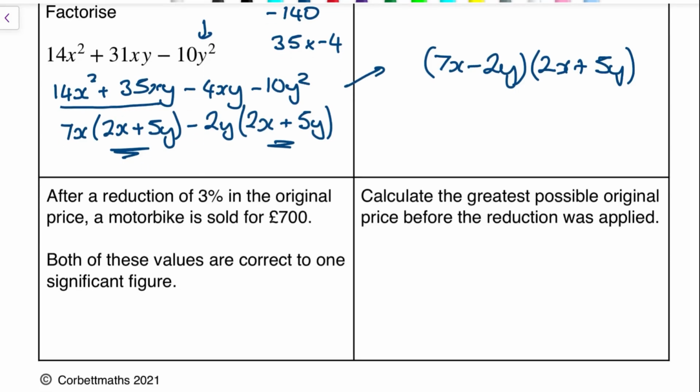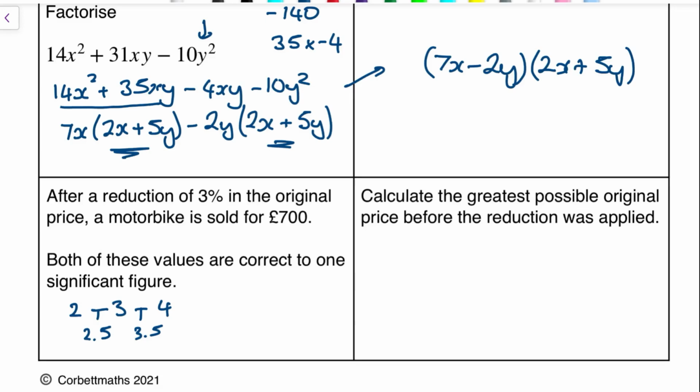After a reduction of 3% in the original price, a motorbike is sold for 700. So in other words, I've got a multiplier of 0.97 and 700 being my selling price. Both of these, oh, great. This is why you read the whole question before you carry on, isn't it? Both of these values are correct to one sig fig. All right, so the 3%, well, the sig fig above is 4% and the sig fig below is 2%, which means it's between 3.5% and 2.5%.